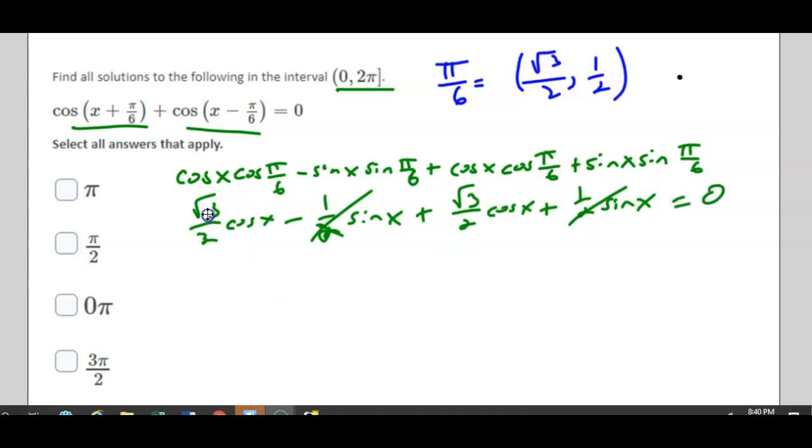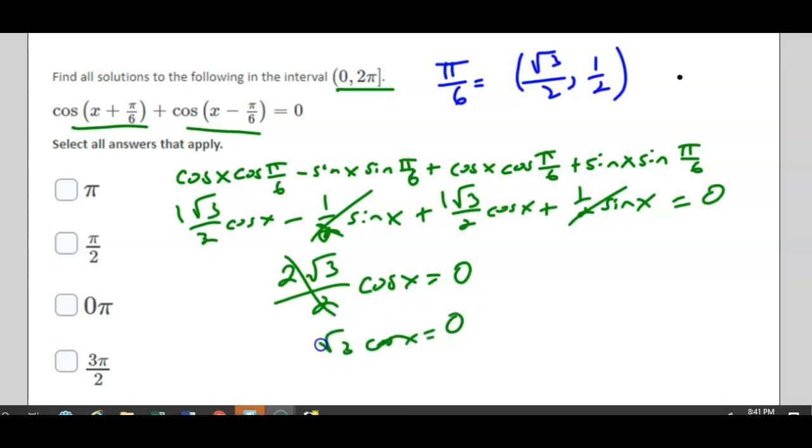So I have radical 3 over 2 plus radical 3 over 2. So it's going to be 2 radical 3 over 2, because that's 1 radical 3 over 2 plus 1 radical 3 over 2, which is 2 radical 3 over 2, cosine x equals 0. Anyway, that cancels, right? So I have radical 3 cosine x equals 0. And then I'm going to divide by radical 3 on both sides. So cosine x equals 0. 0 divided by radical 3 is 0.